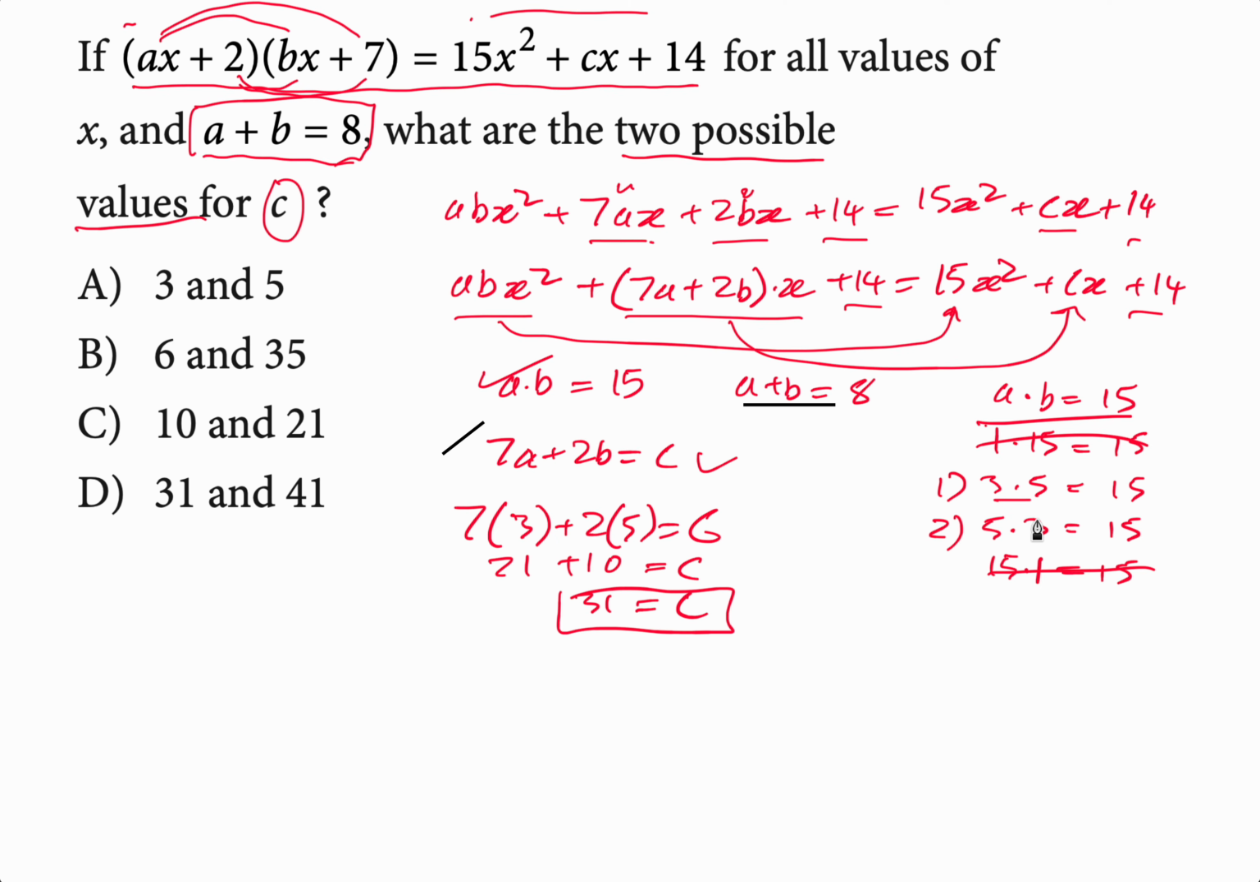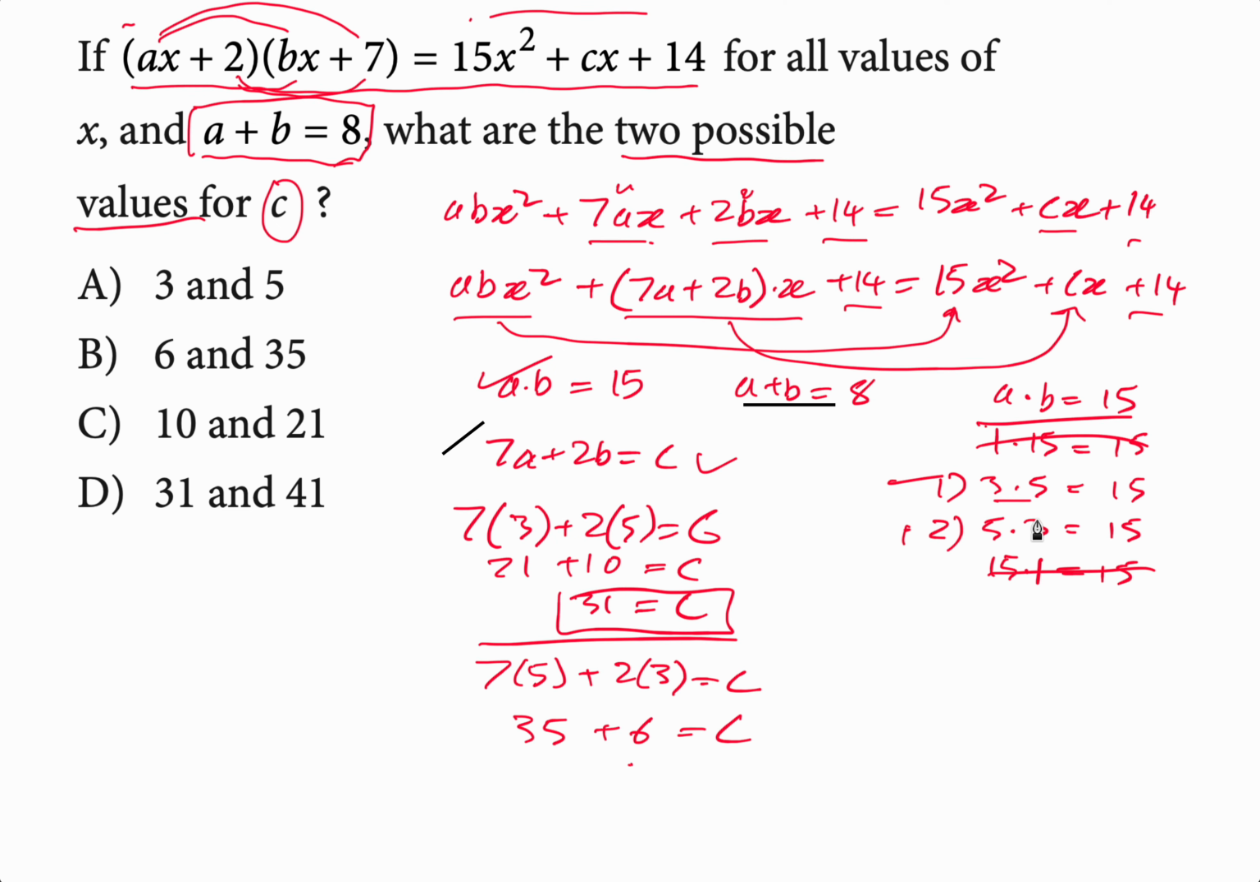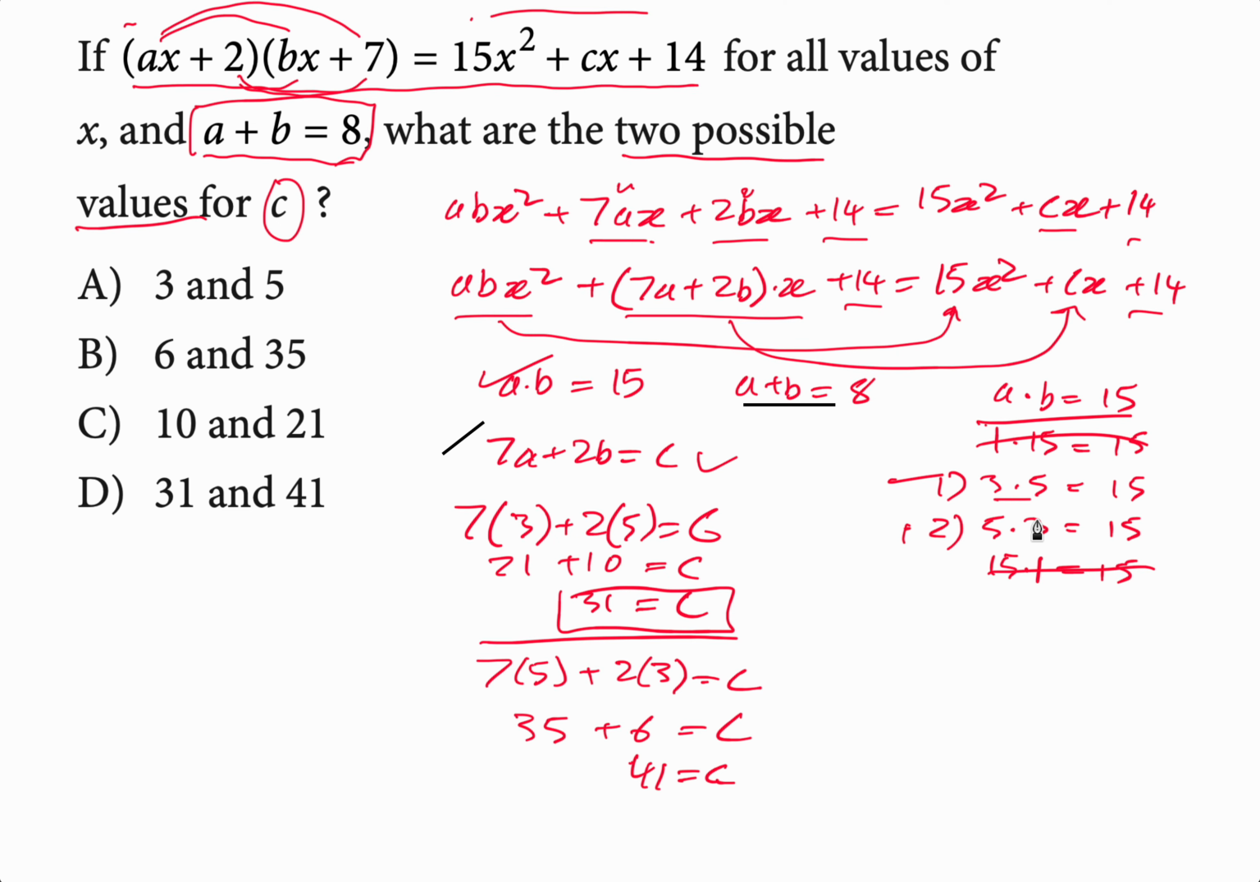What about the second one? Now the second one is 5 and 3. So again, we do the same thing: 7 times a, which is 5, plus 2 times 3 equals c. So 7 times 5 is 35, plus 6 equals c. 41 equals c. So those are the possible answers. c could either be 31 or c could be 41.